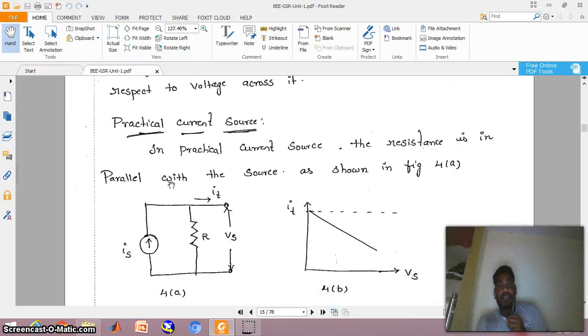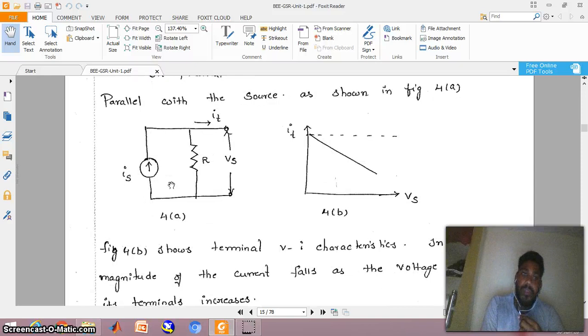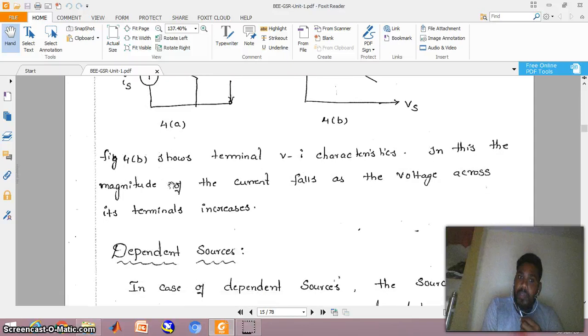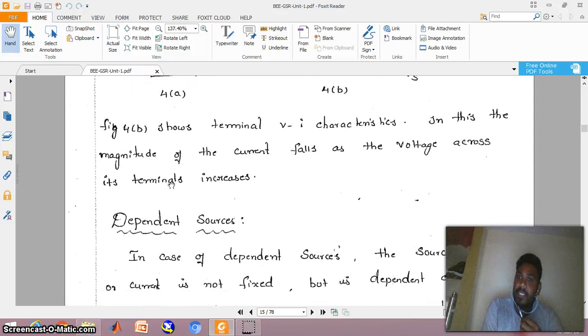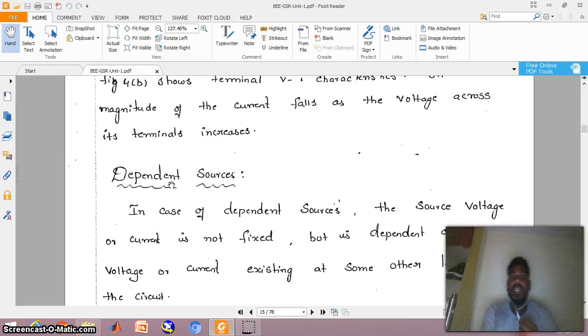Next, practical current source. In a practical current source, the resistance is in parallel with the source, as shown in the figure below. So the current source Is has a resistance connected in parallel. Figure 4b shows the terminal VI characteristics. In this, the magnitude of current falls as the voltage across its terminals increases.